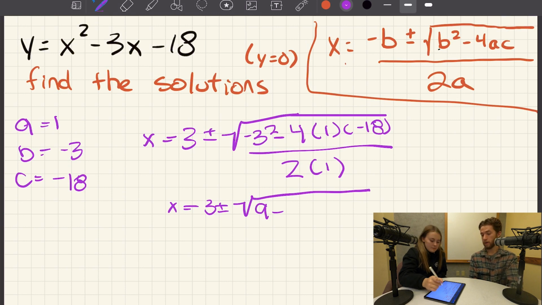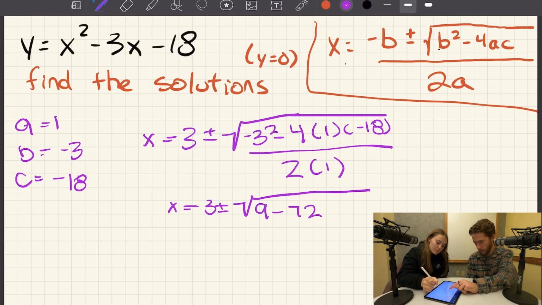78. Very close. 72. You only subtracted 1 2 from it. You actually have to subtract 4 2s from the 80. So 72. Yep. And just remember, it's negative.